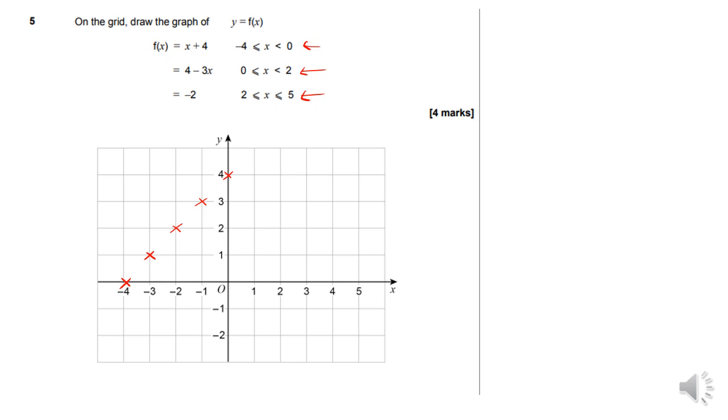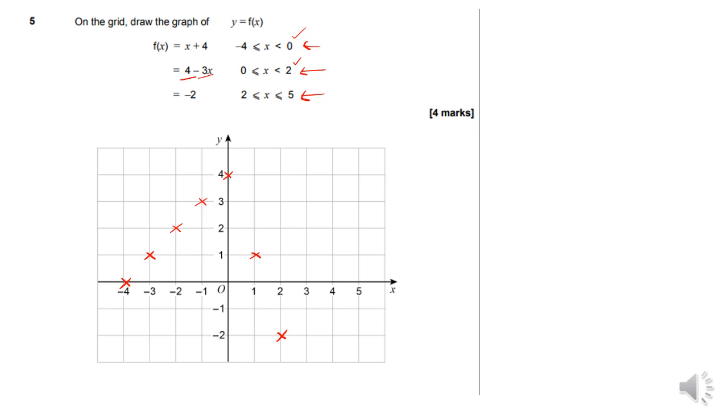Then after that, it wants to be 4 minus 3x, which means the y-intercept would be 4, and the gradient would be -3. So 1 along and 3 down. So I think it'd end up there, and then 1 along and 3 down. And then I've got to the end of that range as well, because I've got to 2. So I've gone from -4 to 0, I've gone from 0 to 2.